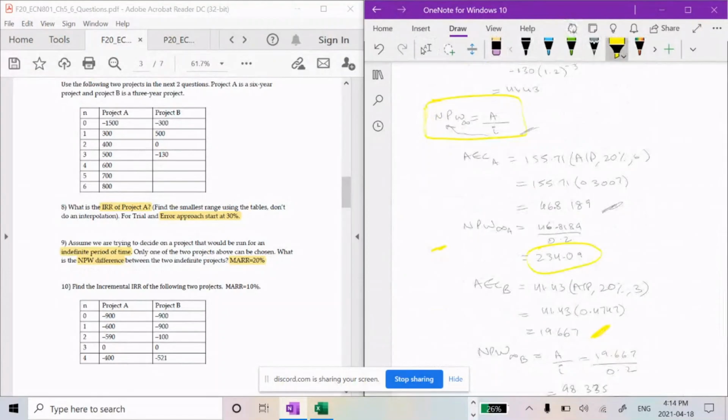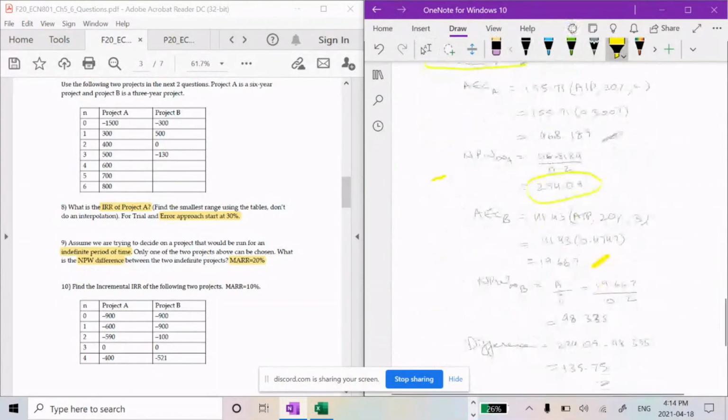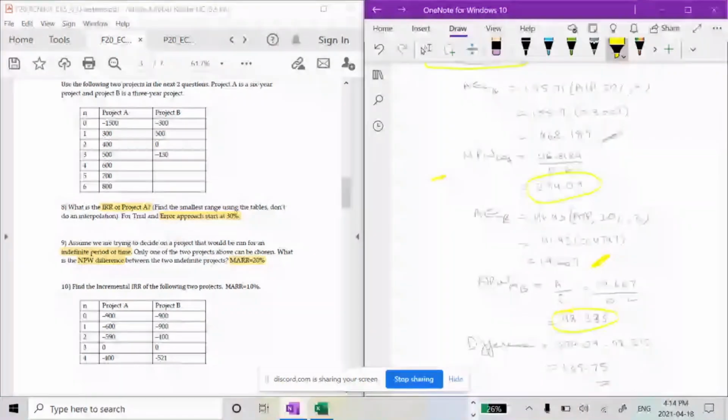Okay. Do the same thing for B. A by I, 28.335 is what you get. They're asking you the difference between the two projects. So you just subtract them, and you get 135.75. I get it. Thank you.